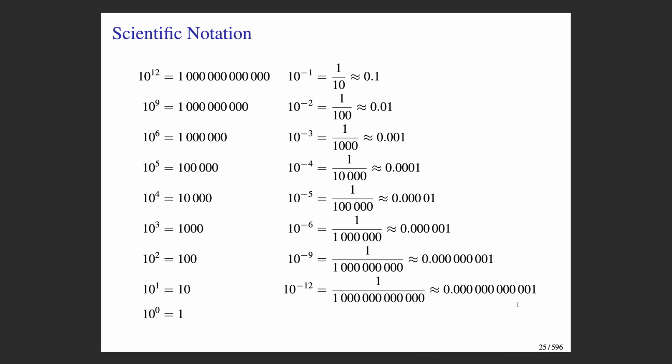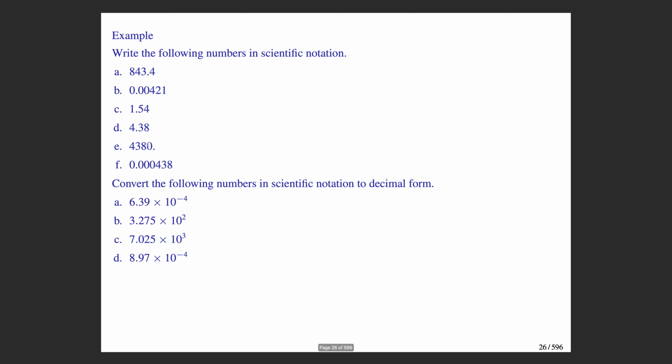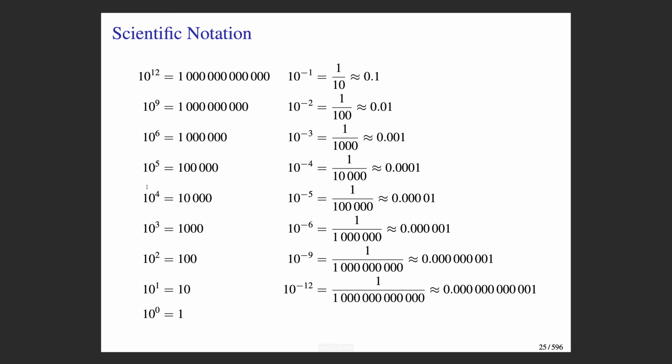This graphic here shows a bunch of different powers of 10. So 10 to the 12th going down, 10 to the 9th, 10 to the 6th, 10 to the 5th, 4th, 3rd, down to 10 to the 0, which is just 1, and then starting the negative exponents, 10 to the minus 1, 1 over 10, 10 to the minus 2, 1 over 100, and so on, going all the way down to 10 to the minus 12.